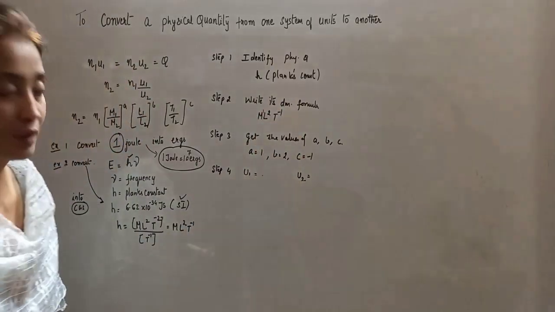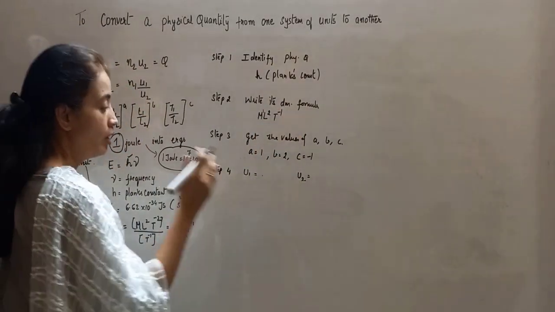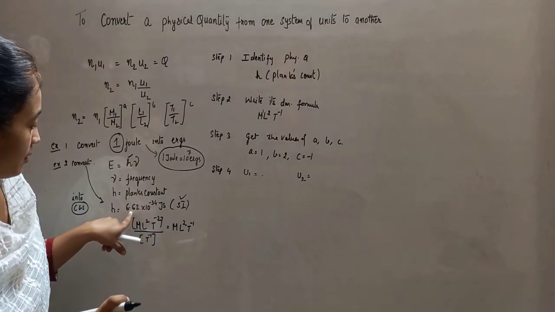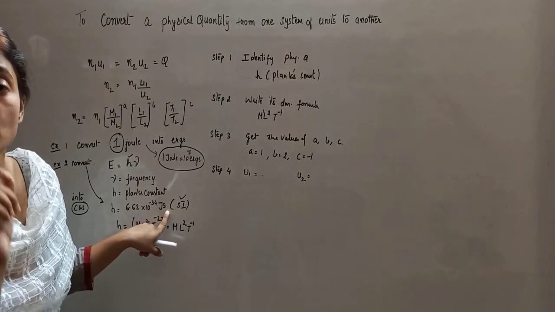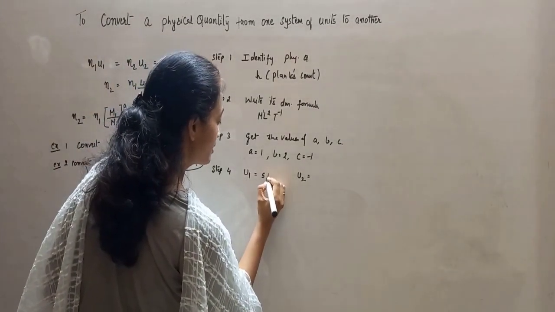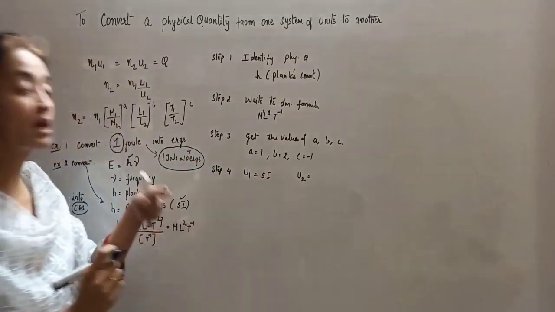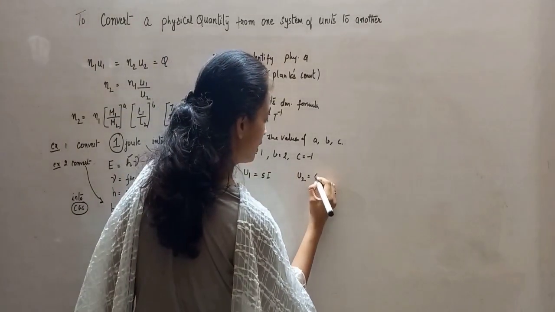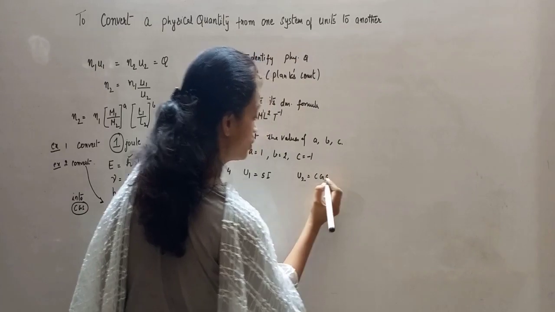Step number 4: which system is it given in? Given is Joule second. Joule represents SI, so given is the SI system. And which system do you have to convert it into? CGS. So given is SI, you have to convert it into CGS.